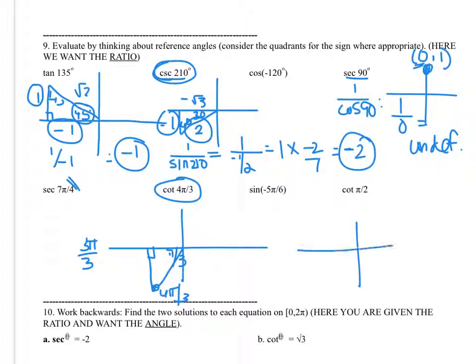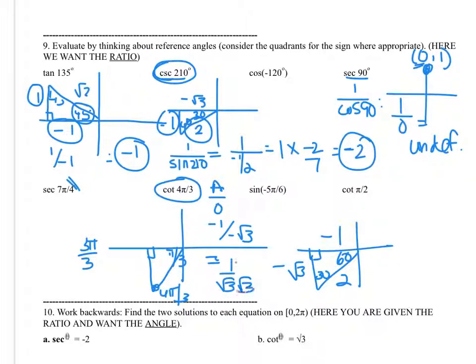Let me just draw that better. So that's 60, that's 30. This is going to be -1. The side opposite 60 is √3, which will be negative. And then 2. Cotangent is adjacent over opposite, the reciprocal of tangent. So -1 over opposite, -√3, which is 1 over √3, which we then rationalize. And we get, running out of room, √3 over 3. Okay, so that's the idea on those kinds of problems.